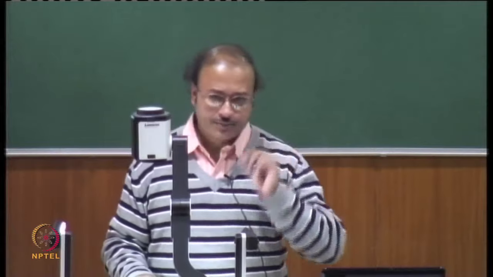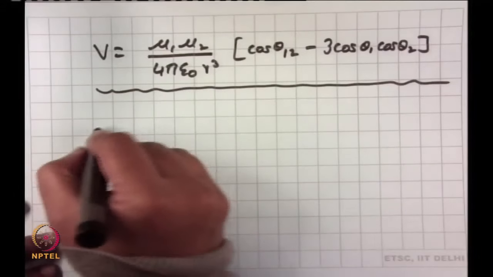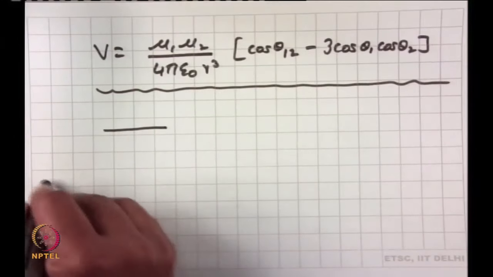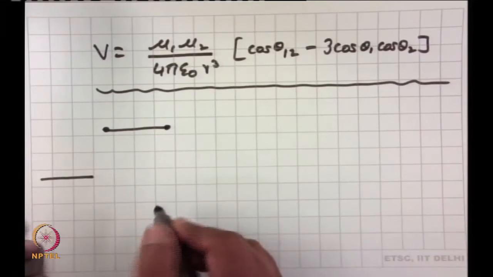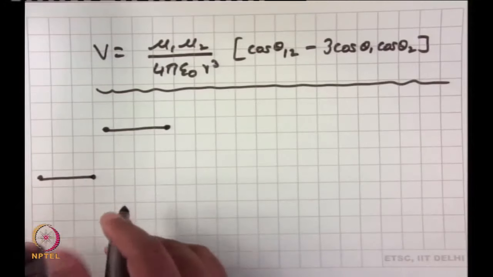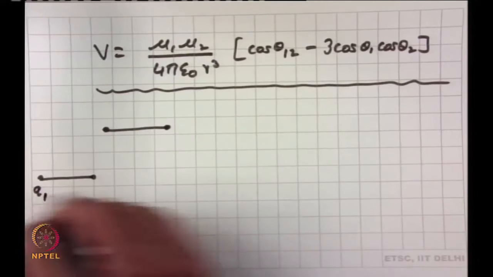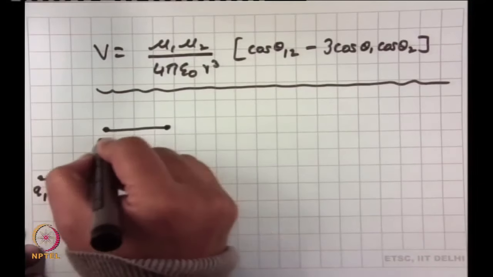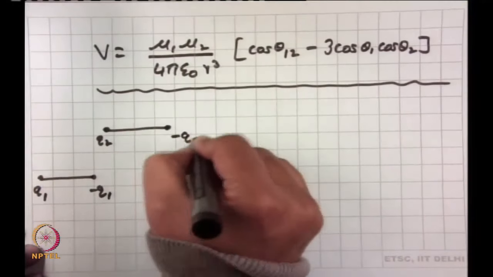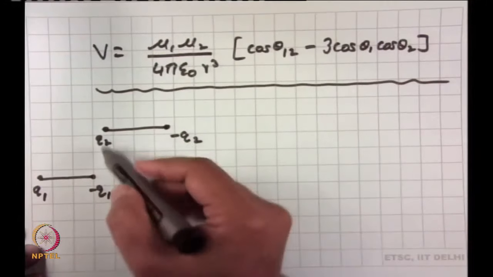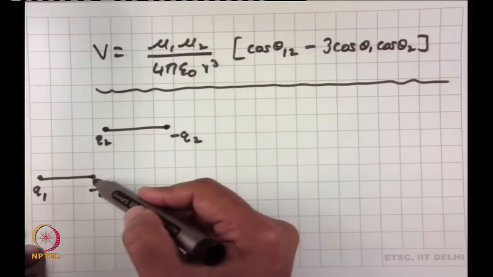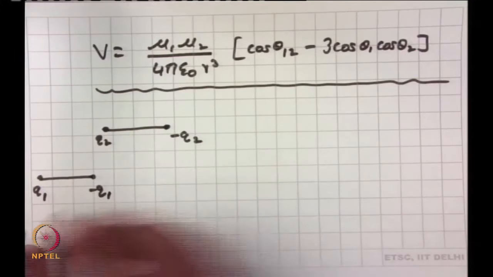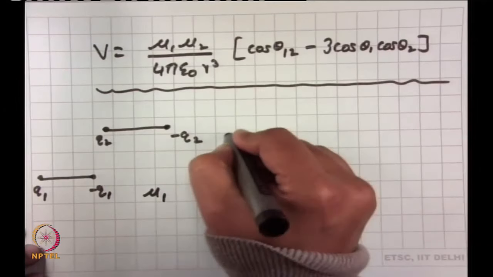Now let us take a very specific case. Okay, let us take a very specific case. For example, let us take a case where I have two dipoles like this. These are two dipoles, right. So I can have this one as say q1 minus q1, and this is q2 minus q2, and you can understand. So this dipole has its orientation such that the positive end is close to the negative end of the other dipole, right. So this is your mu 1 and this is your mu 2.